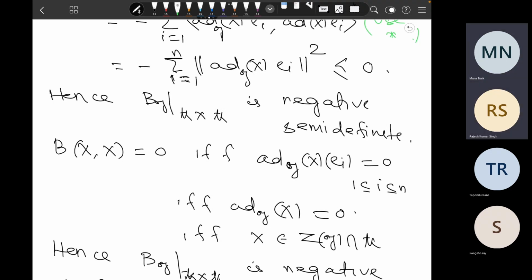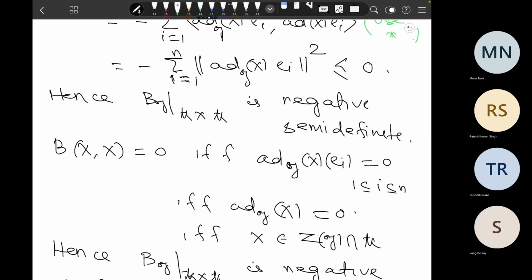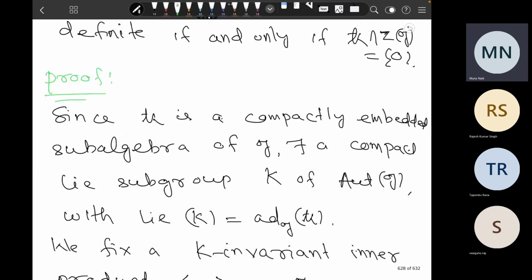And apart from this, this killing form will be very instrumental in using the root space decomposition. Okay. This is a very important bilinear form actually.